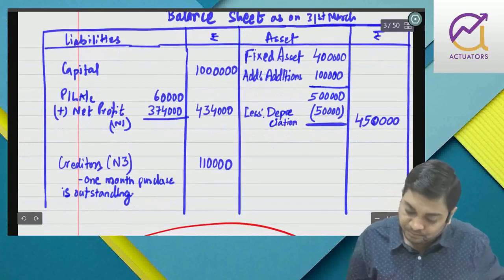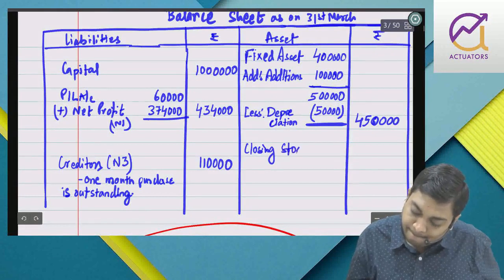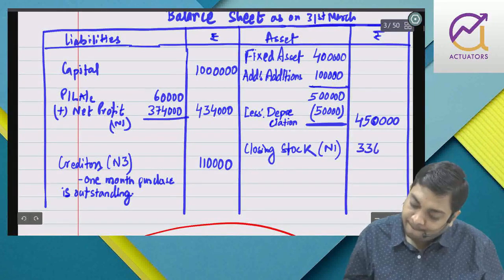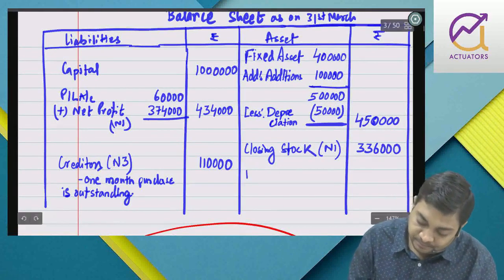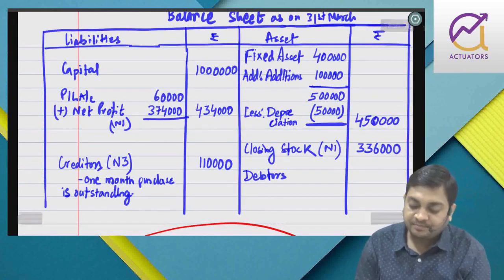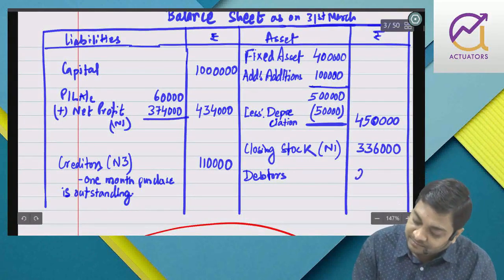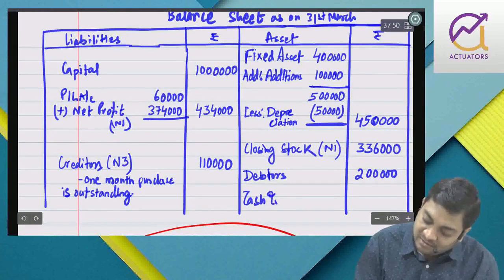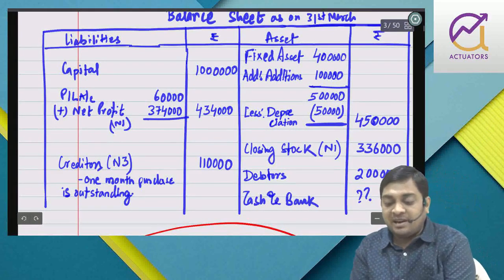Now closing stock I already got by preparing the PL. Right? Debtor concept is the same as creditor. So 1 month, see, March month sale is outstanding. Now cash and bank I don't have. So for this I have to prepare cash and bank.